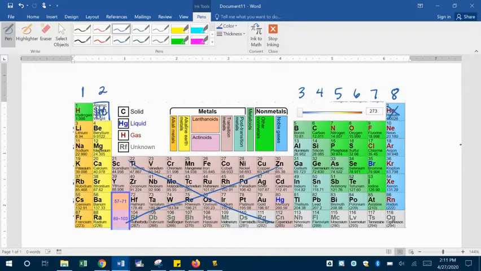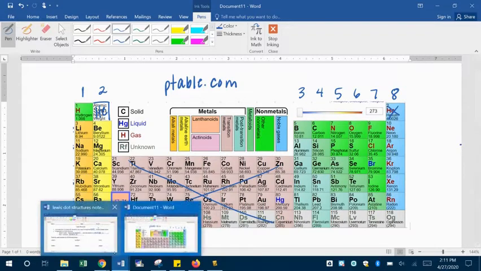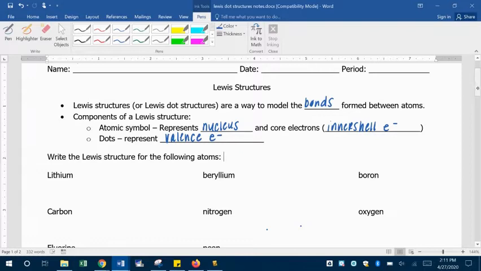So in order to do the notes today, it's a good idea to get out a periodic table. If you don't have one in front of you, then I recommend you get one. Or this one is from ptable.com. It's a good resource to use if you don't have one in front of you. So now let's get back to our notes.